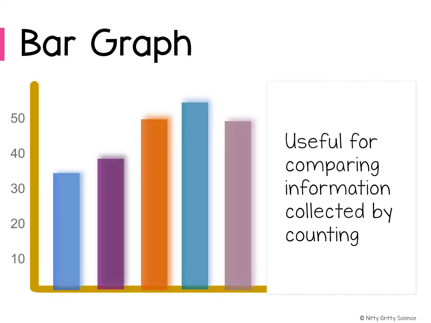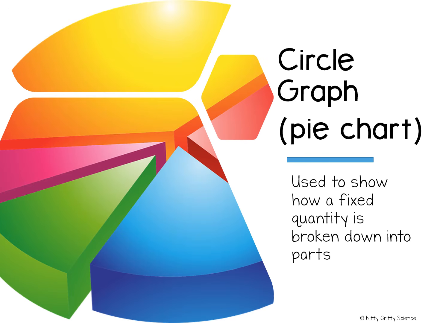Each bar represents a quantity counted at a particular time. Both bar and line graphs have the independent variable plotted on the x-axis and the dependent variable plotted on the y-axis. And finally, the circle graph, sometimes called a pie graph, is used to show how some fixed quantity is broken down into parts. The circle represents the total, and the slices represent the parts, which are usually represented as percentages.